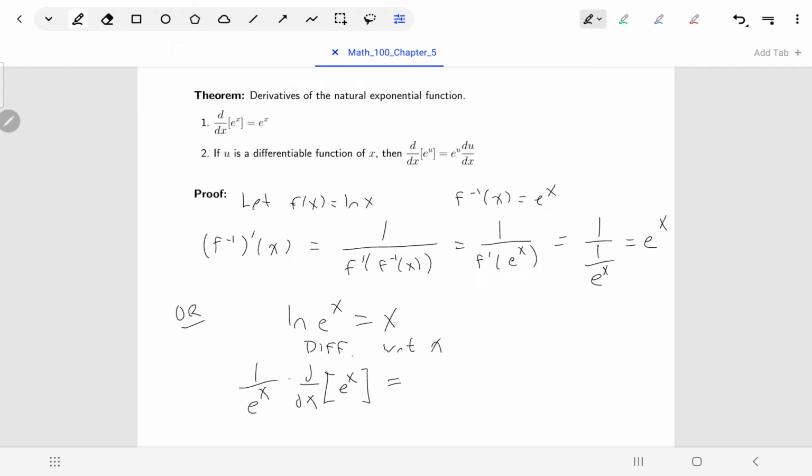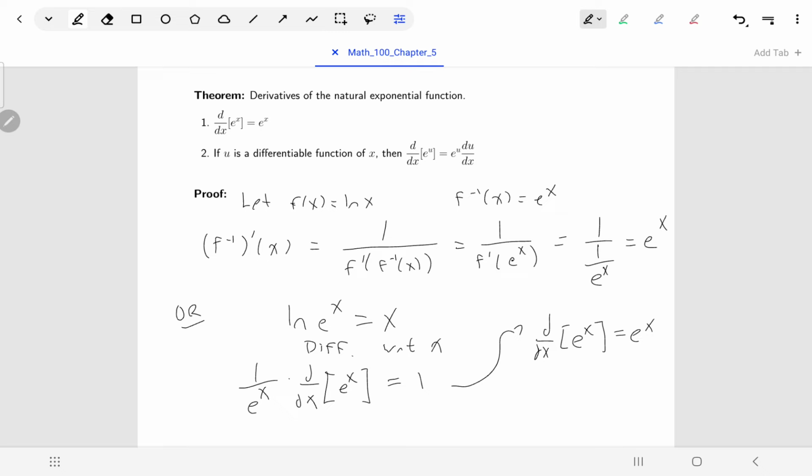On the right side of the equation, I've got the derivative of x, which is just 1. And if I were to take this equation and rewrite it, bringing the e to the x up to the other side, I would have that the derivative with respect to x of e to the x is 1 times e to the x, which is just e to the x. So either way, I wind up with the same conclusion. One way using the previous theorem, another way using the inverse property and a little bit of differentiation.